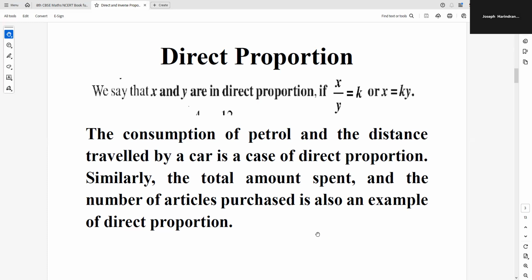The consumption of petrol and the distance traveled by a car is a case of direct proportion. The more fuel you fill, the more distance you can travel by the car. If the quantity of petrol is more, you can cover more distance. Similarly, the total amount spent and the number of articles purchased is also an example of direct proportion. If you have more money, you can buy more number of articles. This is an example of direct proportion.